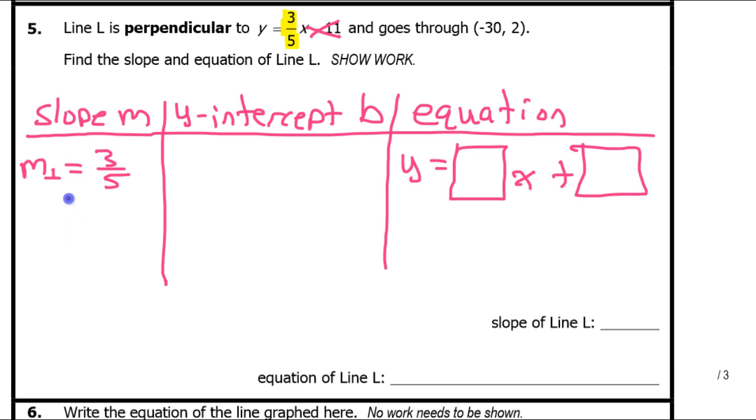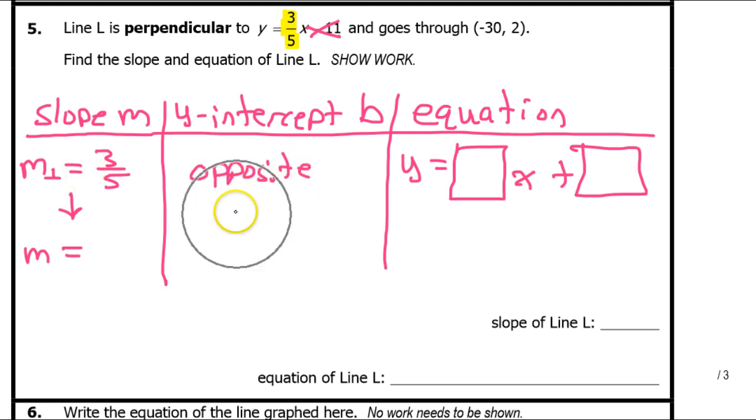Now, the question is, how does the slope of a perpendicular line compare to the slope of our line? Well, when you have perpendicular lines, their slopes are opposite and reciprocal.